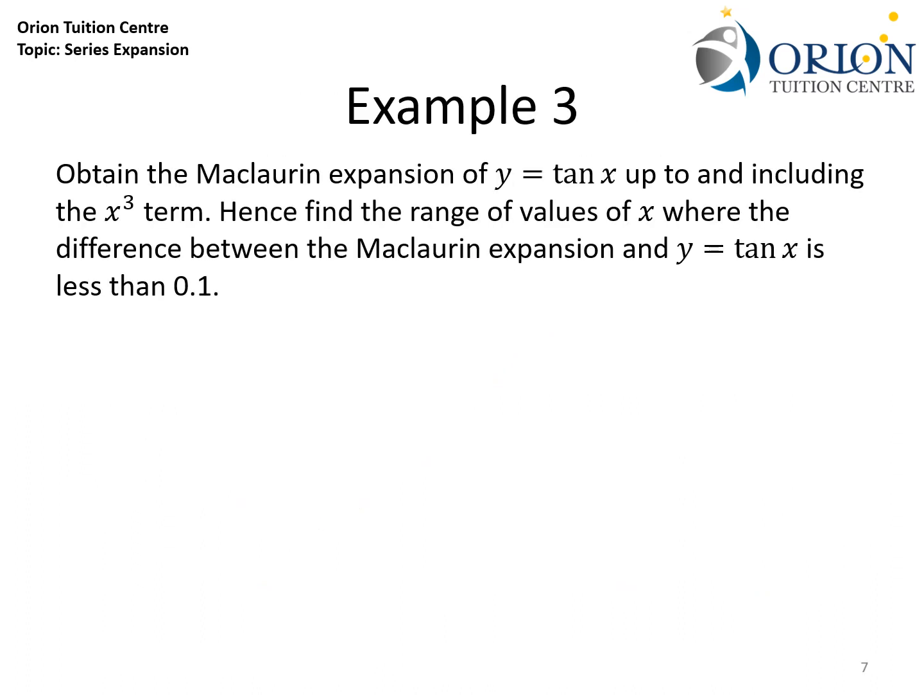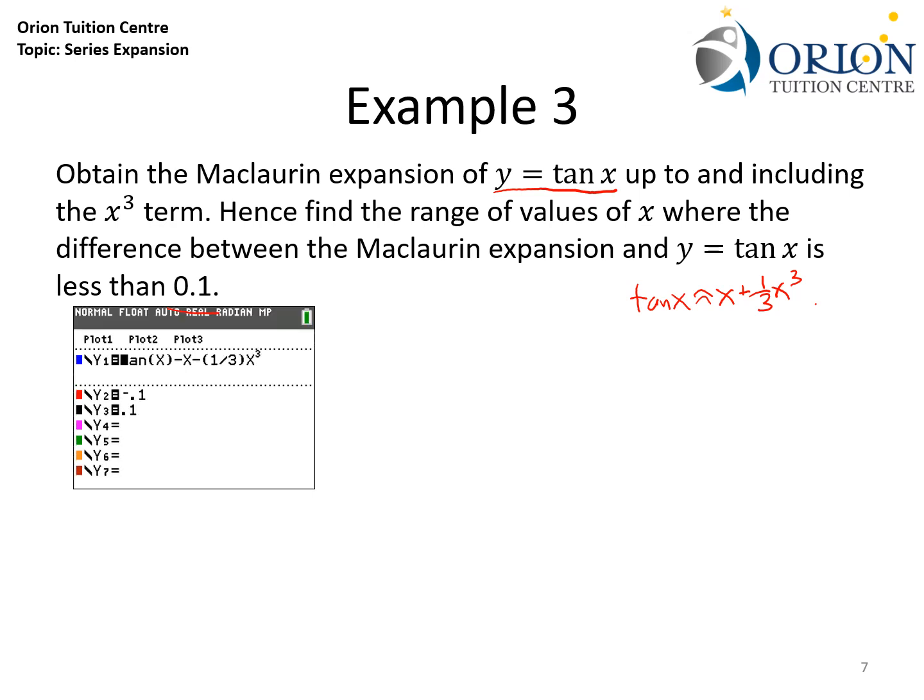In example 3, we are now asked to compare the Maclaurin expansion of y equals tangent x versus y equals tangent x. So from example 2, we know that tangent x is approximately x plus 1/3 x cubed. So now we want to find out the difference between these two and the range of values such that the difference is less than 0.1. So with this, we can key into our calculator the graph of y equals tangent x minus the Maclaurin expansion for tangent x, like over here, and y equals plus minus 0.1.